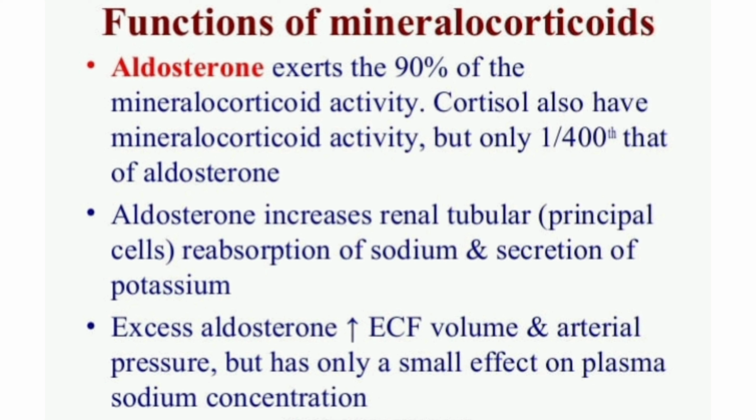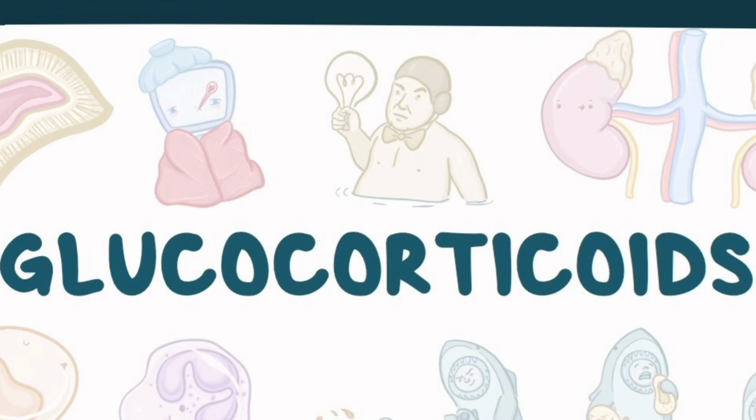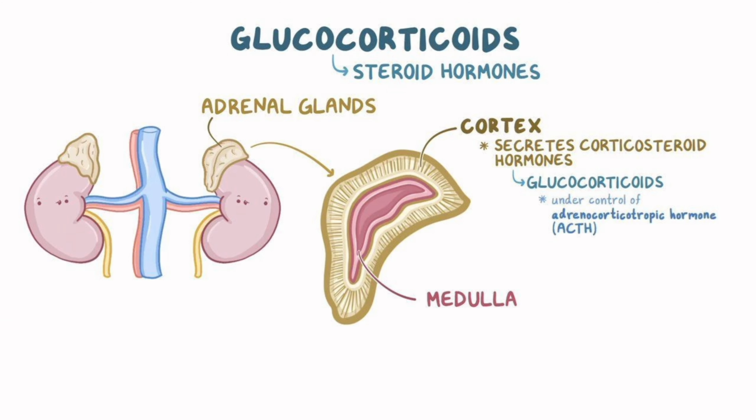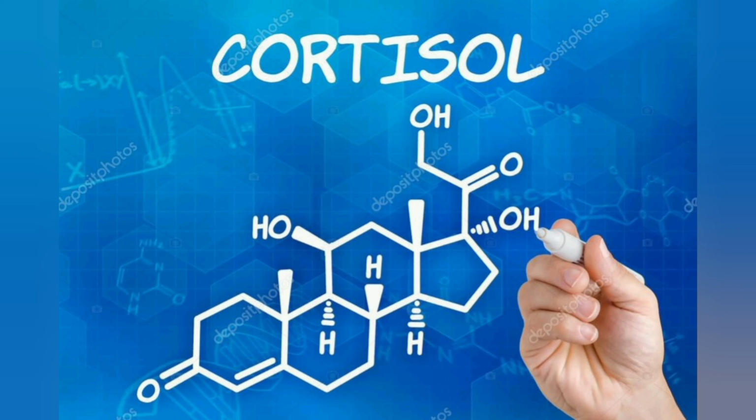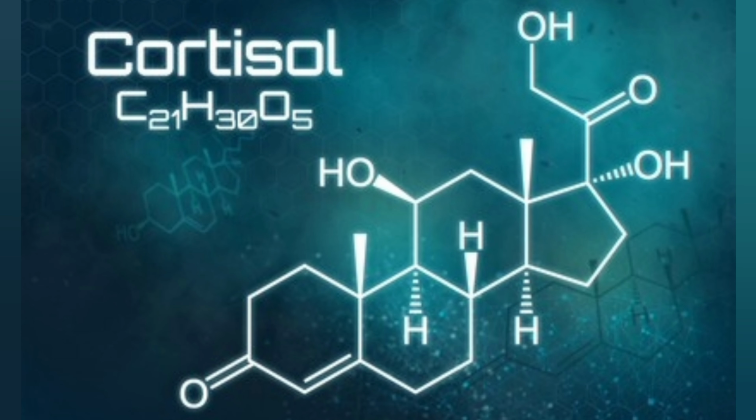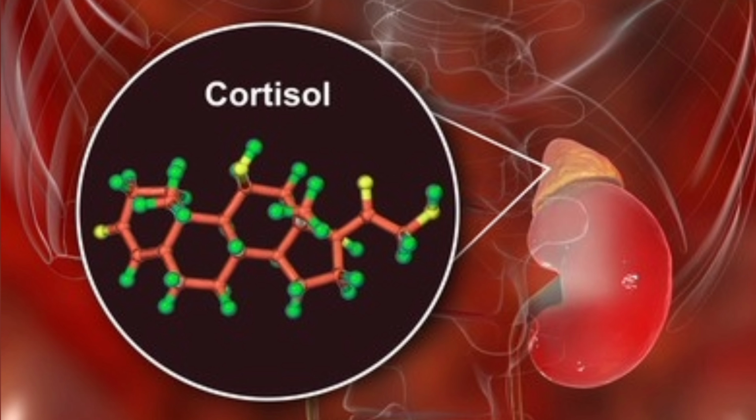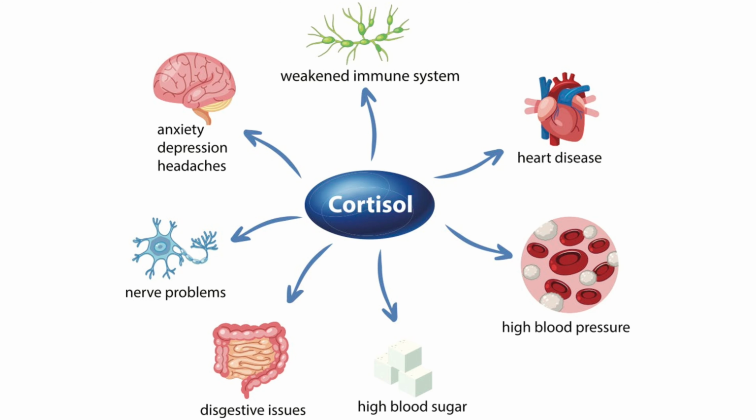The next type of hormone produced by the adrenal cortex are glucocorticoids, which are also known as cortisol. These hormones regulate the metabolism of carbohydrate, protein and fats. Cortisol is the main glucocorticoid found in our body. The function of the cortisol is to stimulate the liver for the synthesis of carbohydrate from non-carbohydrate sources like amino acid and glycerol. This process of synthesis of carbohydrate from non-carbohydrate sources is known as gluconeogenesis.